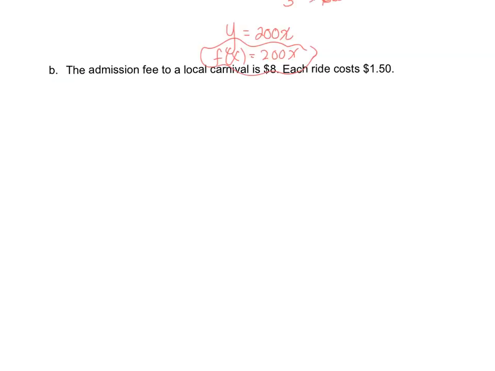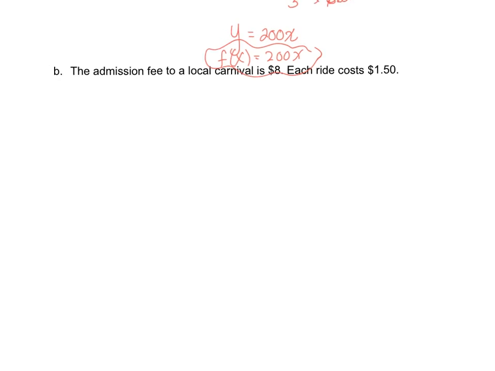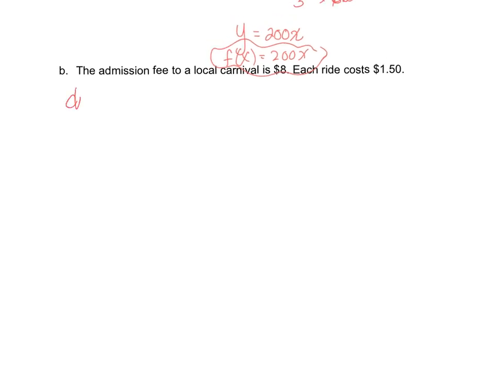Okay, example B, the admission fee to a local carnival is $8. Each ride costs $1.50. So let's see which one's the independent or the dependent variable. The total cost is going to depend on how many rides someone goes on. So the dependent is the cost, and the independent would be the number of rides. And so let's make an XY table to see what happens.